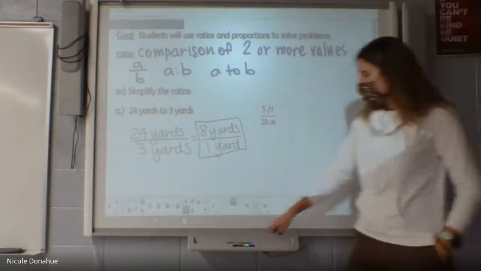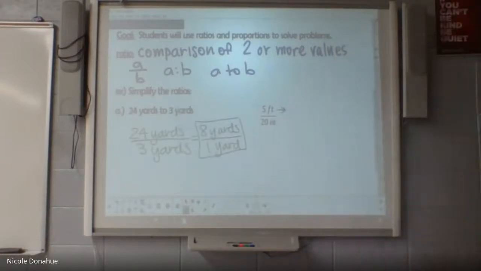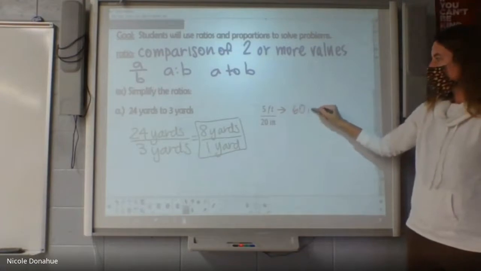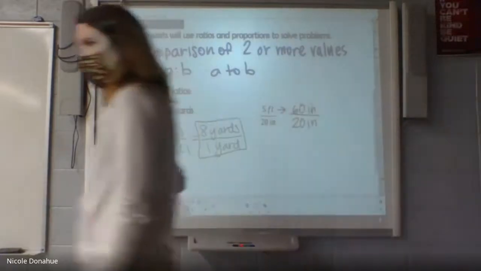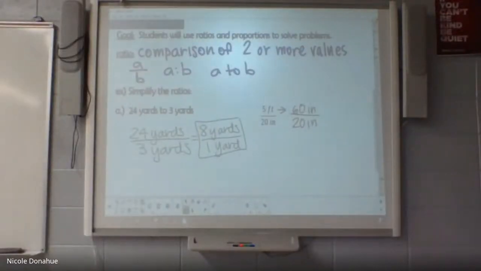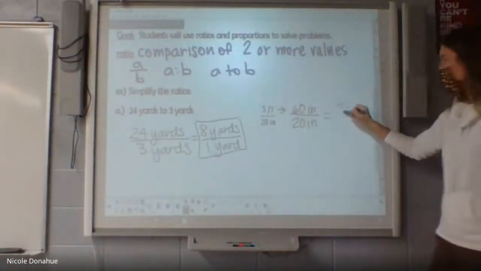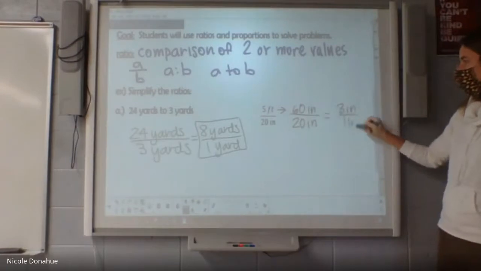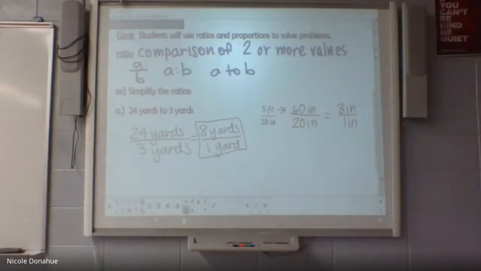Yeah, let's switch the 5 feet to inches. So 5 feet becomes how many inches? 60, it's times 12. If you're 5 feet tall, you're 60 inches, and anything over that, you just add the inches on there. So 60 inches to 20 inches, so then we just simplify that. That'd be 3 inches to 1 inch. So pretty straightforward there, nothing too difficult.